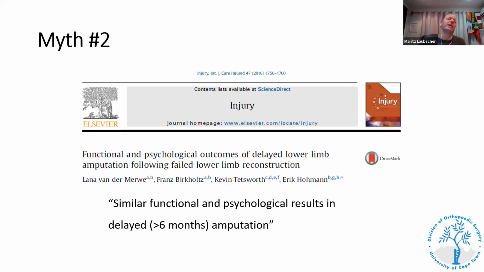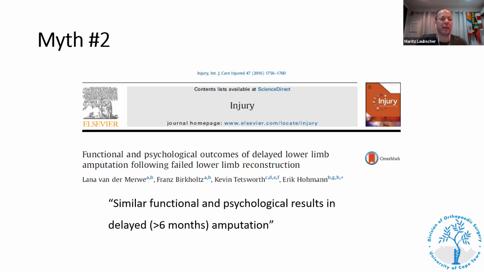The other myth is that patients do better when they have an early amputation. This is a South African paper by Frans Werkels that showed, using some psychometric analysis, that patients with delayed amputation had as good functional and psychological results. And often, some patients are happier with their decision when they feel that everything was done. So it's definitely not wrong to delay initial amputation.